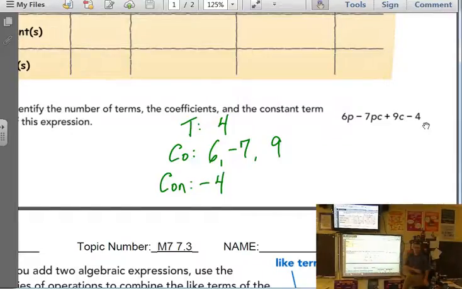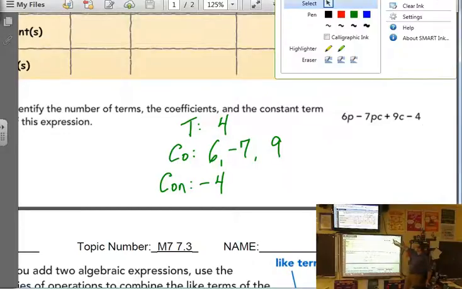Negative 4. Any questions on anything from the front page here? Flip on over to the back.